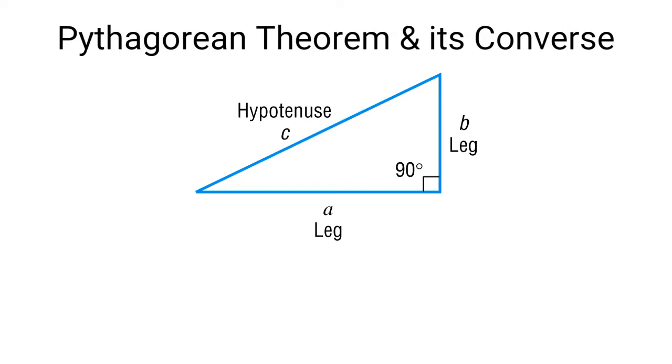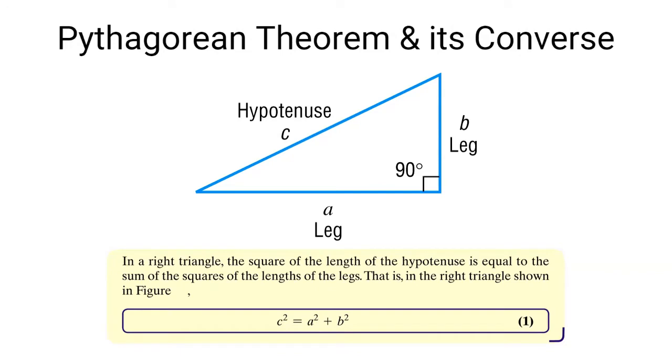Now, using the Pythagorean theorem, we know that in a right triangle, the square of the length of the hypotenuse is equal to the sum of the squares of the length of the legs. So knowing that, we get an equation that says c squared, which is the hypotenuse, equals a squared plus b squared. This equation is one you're going to want to write in your notes.